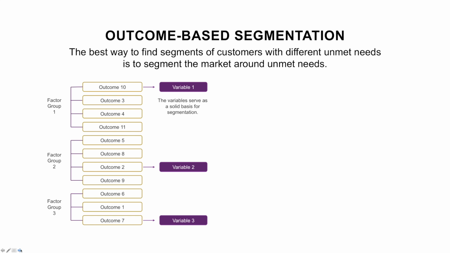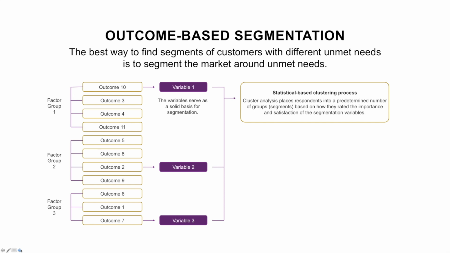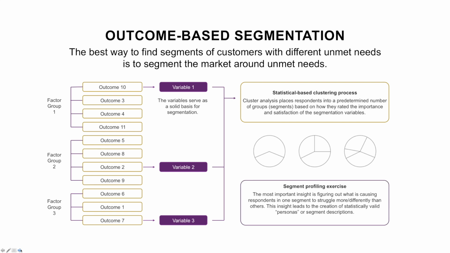For example, there may be a third of the market that thinks outcomes 10, 20, and 30 are really important and unsatisfied, and another third of the market that thinks that outcomes 40, 50, and 60 are really important and unsatisfied. So we use factor analysis to discover the variables that people disagree on, outcomes 10, 20, 30, 40, 50, 60. And then we take those outcomes and we run a clustering process around them, and we put people into groups or clusters, and we can profile them to see if they're over and underserved and by how much.